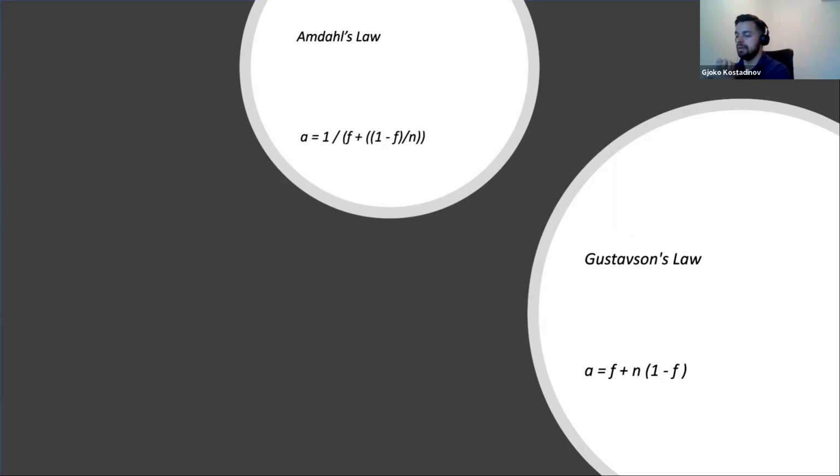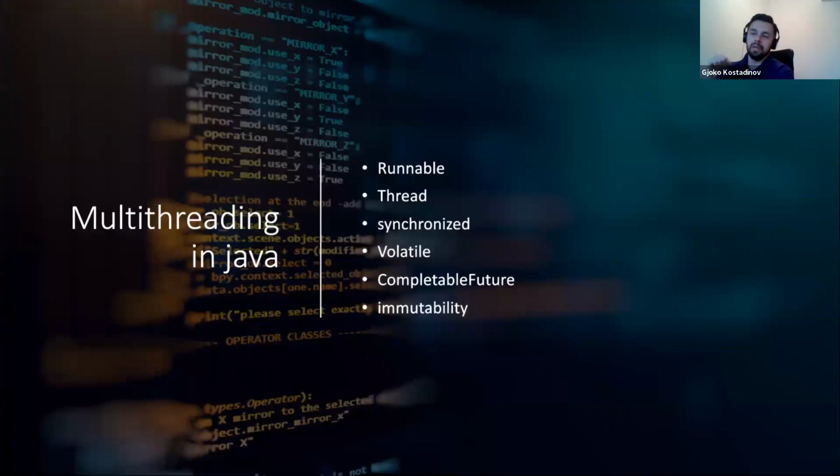Gustafson believed that the time needed for parallel execution is fixed, while the time for serial execution is bigger depending on the number of processors. And he actually implemented another formula, as you can see on the screen, but we're not here to discuss mathematics. So keeping these two in mind, we continue on.